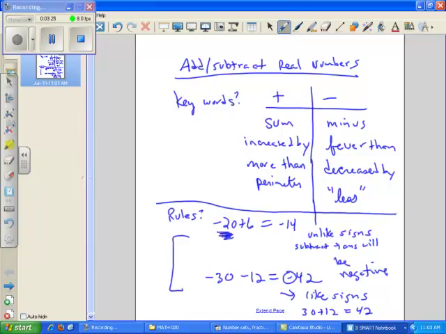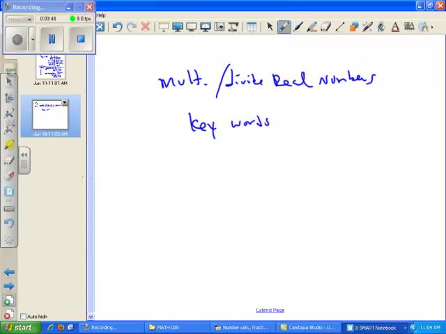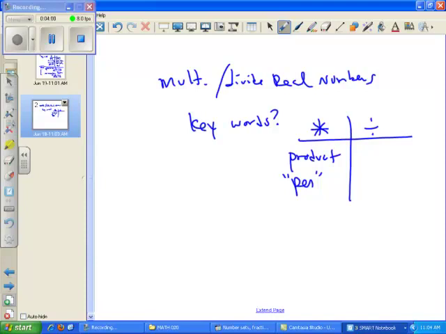All right, now let's take a look at multiplication and division, and if there's any keywords. So when we multiply or divide real numbers, keywords. Okay, multiplication versus division. We'll just separate it like that. So you might be thinking product for multiplication. Sometimes the word per, $20 per student, and I have 10 students. So if I'm going to give them each $20, 20 times 10 is 200, right?